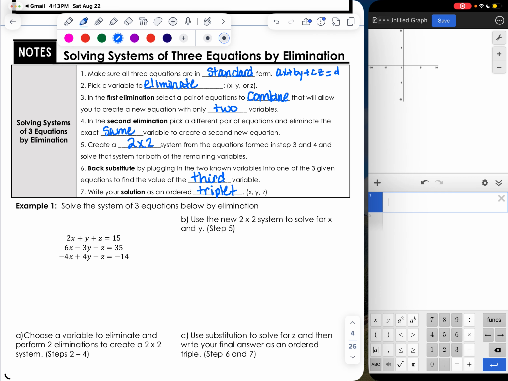And you'll write your final solution as an ordered triplet: X, comma, Y, comma, Z. And the order is very important. So you have to make sure the X comes first, then Y, then Z.